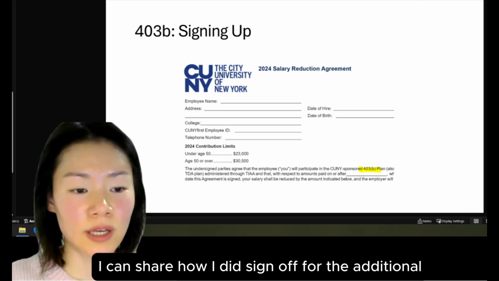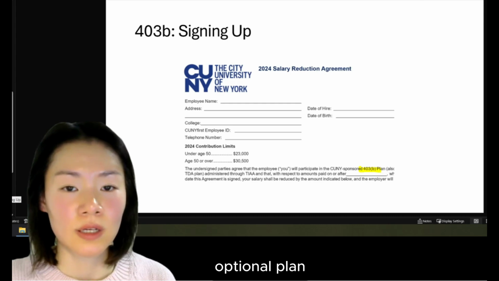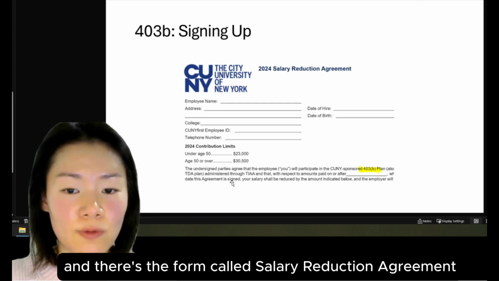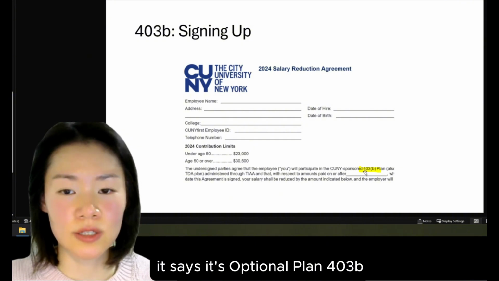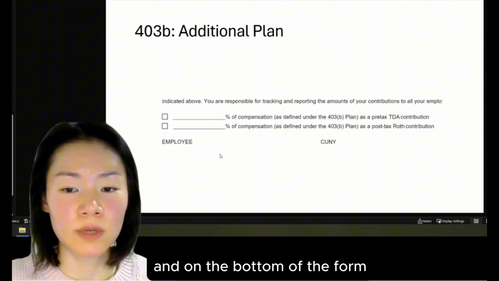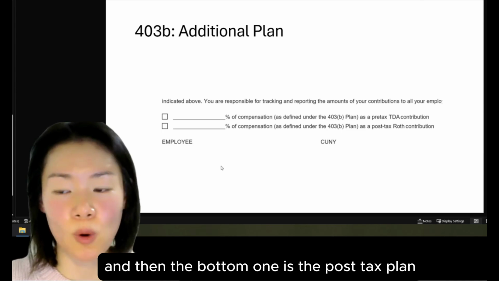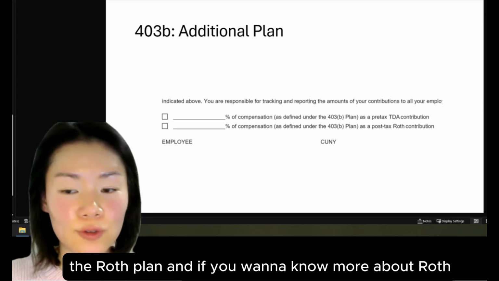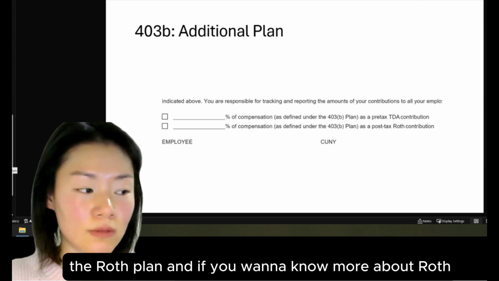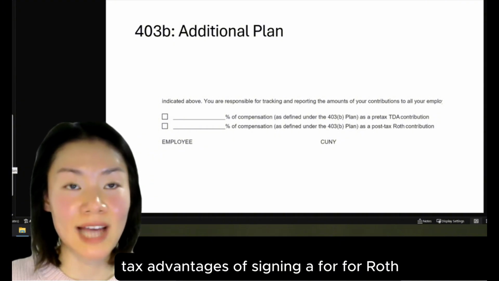Because I have TIAA, I can share how I signed up for the additional optional plan, 403B. There's a form called the Salary Reduction Agreement, and like I said, it says it's the optional plan 403B. On the bottom of the form, there are two options. The top one is the pre-tax plan, and the bottom one is the post-tax plan, the Roth plan. If you want to know more about Roth, I think there are a lot of videos about it. There are huge tax advantages to signing up for Roth.